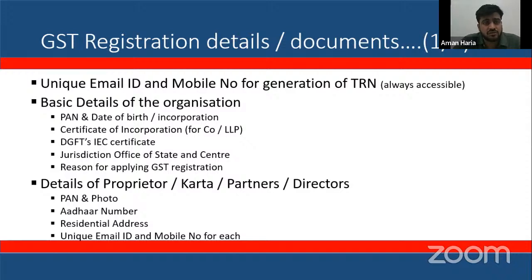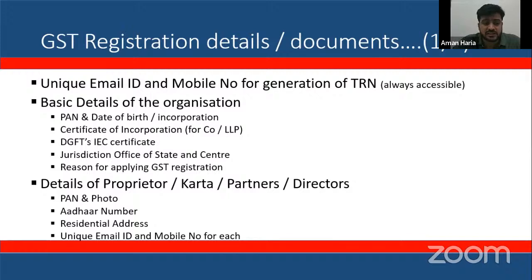Next, once you have obtained your temporary registration number, the screens that you get are divided into basic details of the organization. In that you are expected to give the details regarding your PAN, date of birth of the organization, date of incorporation, certificate of incorporation, importer exporter code if you have one, the jurisdiction of the state and the center in which you will fall depending on your place of business, and the reason for which you are applying for GST registration, whether you are applying voluntarily, whether you have crossed the threshold limit, or any such specific reason.